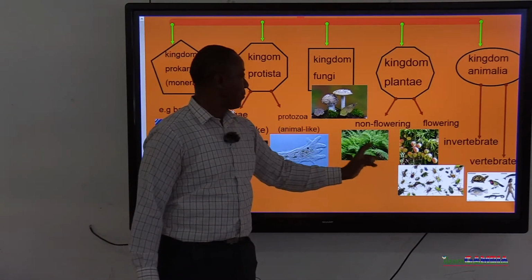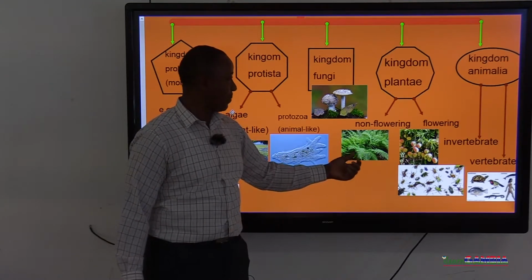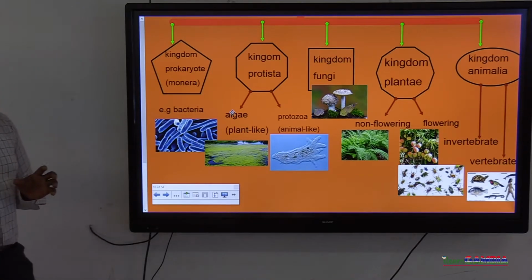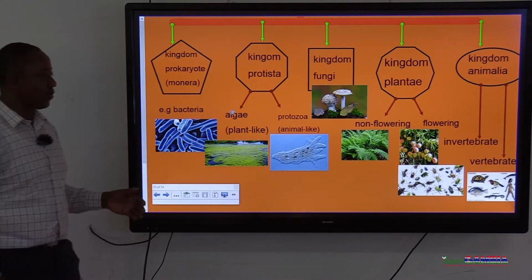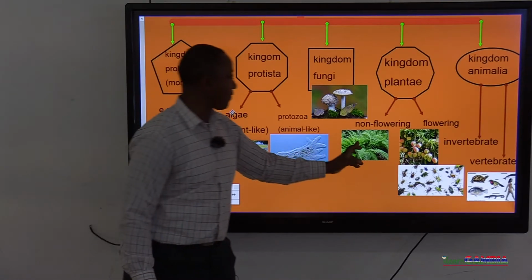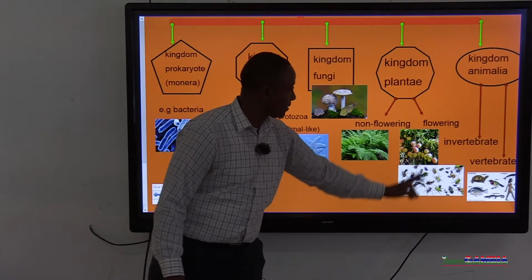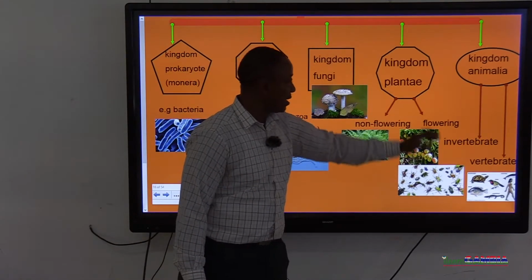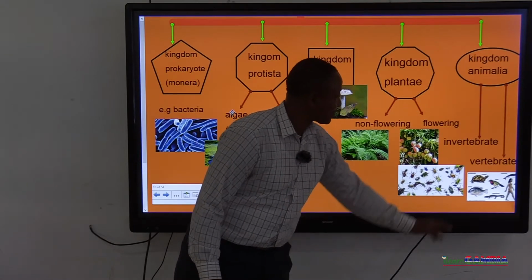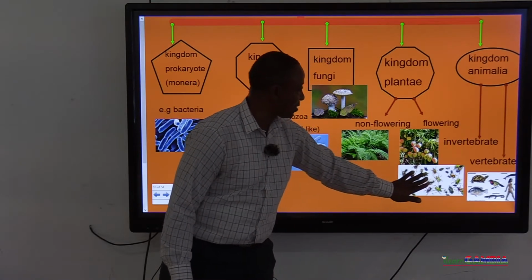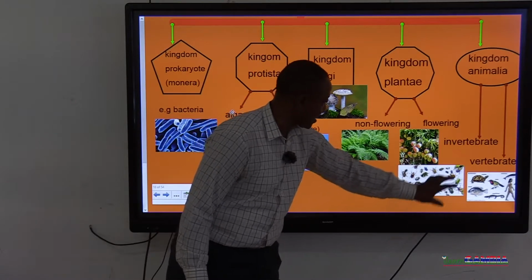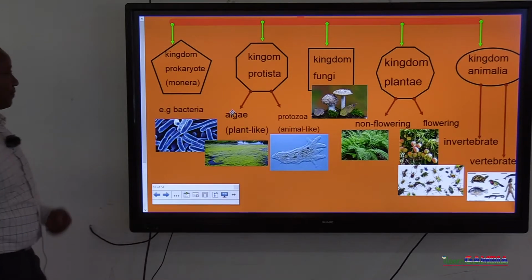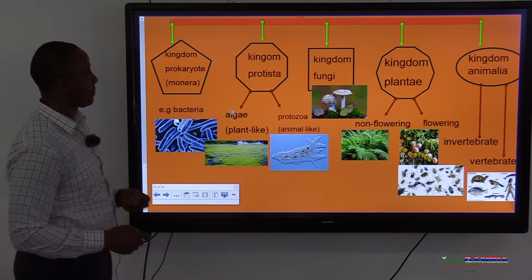For the plants, we have the non-flowering. Fern is an example. This you'll find normally in forests and also near swamps, where there's a lot of moisture. That's where they thrive very well. And there you have the flowering. Mango is an example there, orange and so on. And you come to the kingdom Animalia, you have the invertebrate. This picture is representing them. You have lots of insects and other things there. And the vertebrate, these are the animals that have what we know as the backbone, the vertebral column.